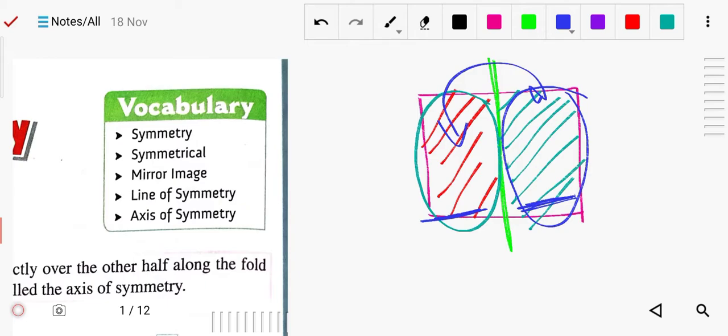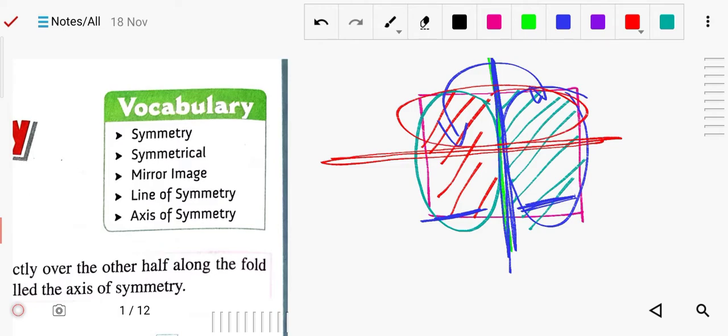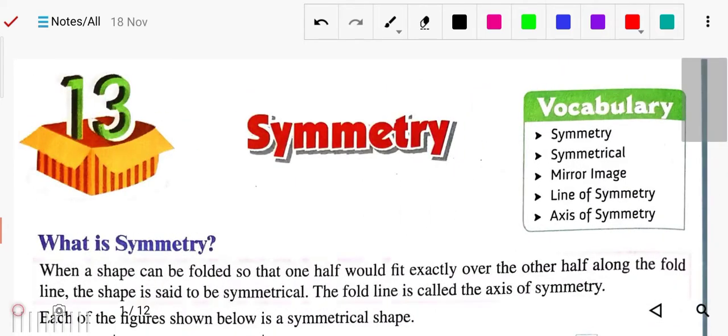Okay, and this particular line from where it is folded is called the axis of symmetry. Suppose you are folding from here, so again this part and this part will fold onto each other, they will cover each other exactly and fit over the other part. So this line is called the axis of symmetry. Got it? So this is all about symmetry.